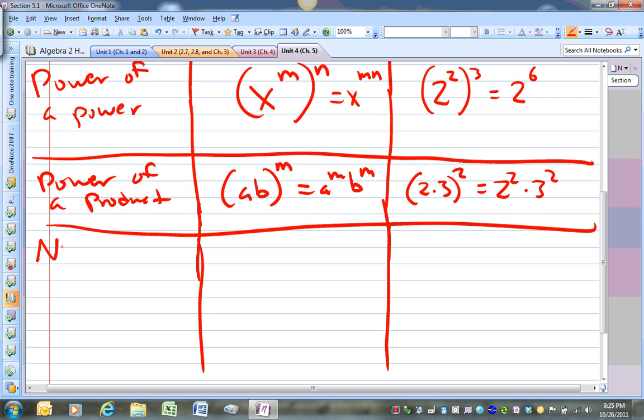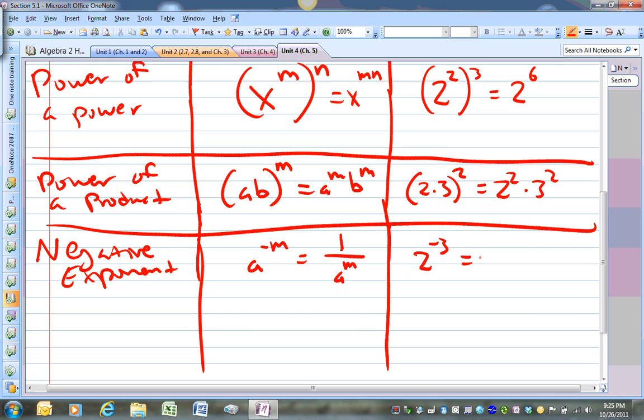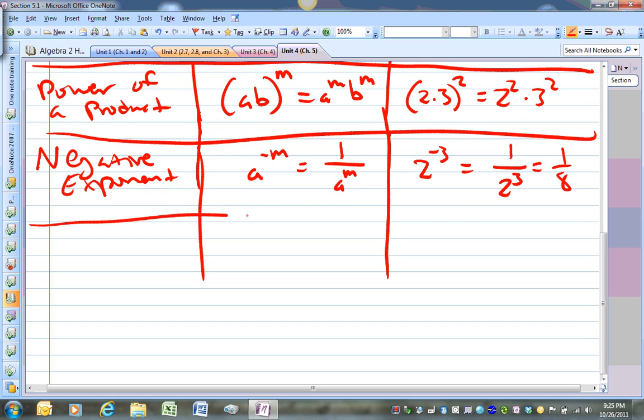Negative exponents. We'll see this a lot throughout the year. If you have a to the negative m power, that will also be 1 over a to the m power. So for example, I have 2 to the negative 3 power, that's 1 over 2 cubed. So negative exponents just means you flip over the base, or basically you make it a fraction. Of course, we know that's 1/8. So I'm sure you've seen that before.